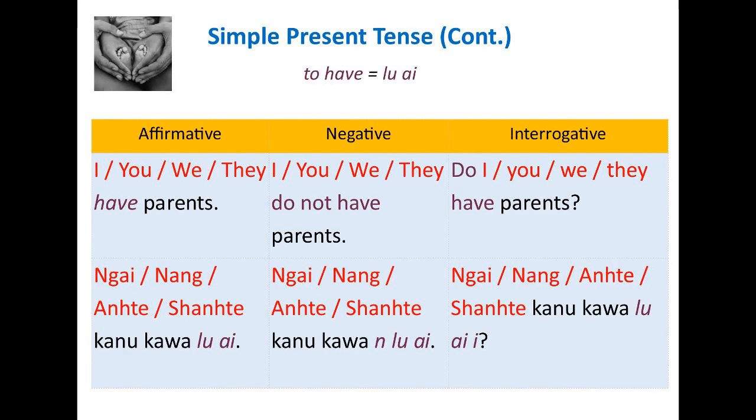Let's learn how to form interrogative question sentence. Do I have parents? Ngai gnu gua lu ai e. Do you have parents? Nang gnu gua lu ai e. Do we have parents? Ante gnu gua lu ai e. Do they have parents? Shante gnu gua lu ai e.